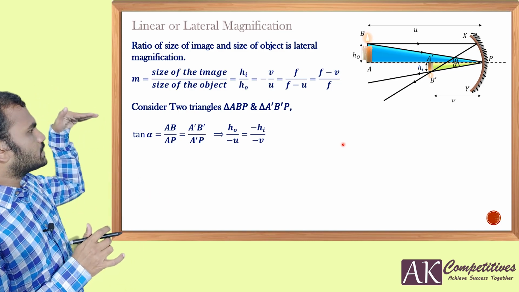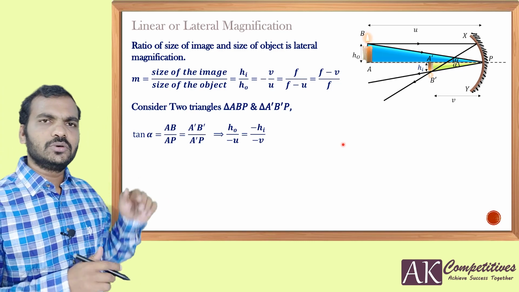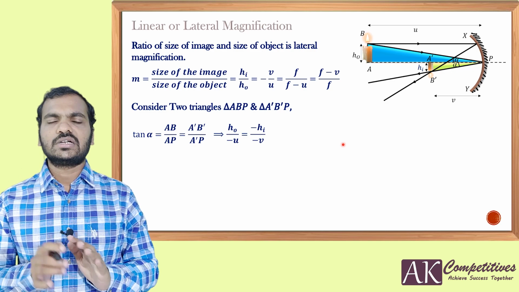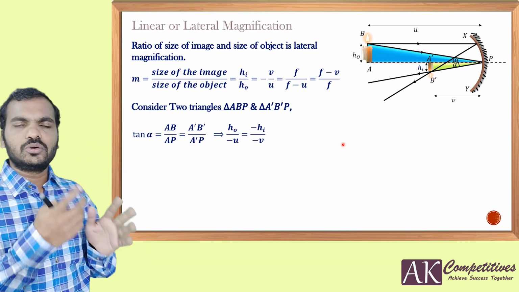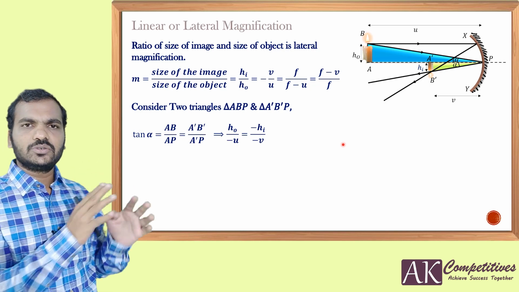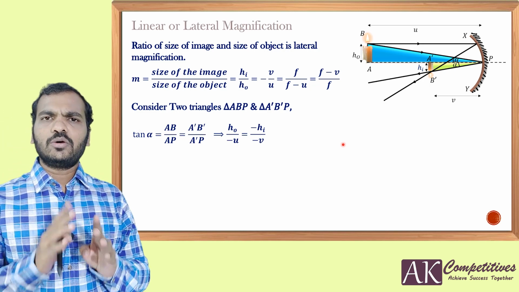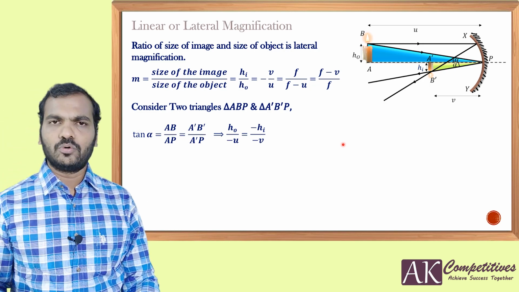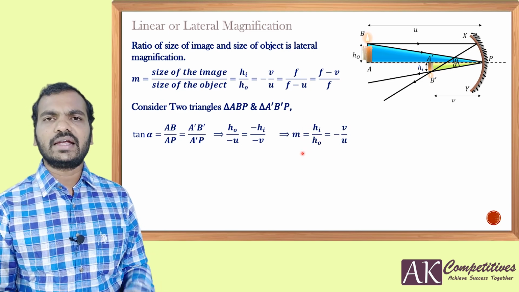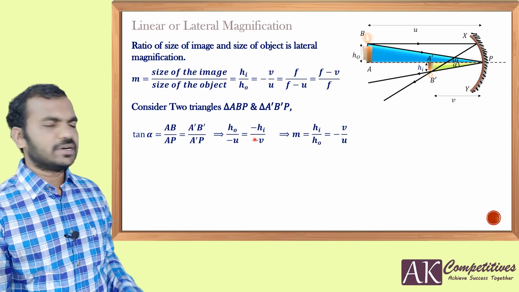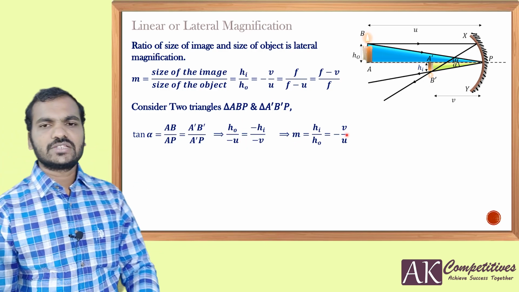Above the principal axis, heights measured are going to be positive. Below the principal axis, heights measured are going to be negative. And obviously, in the direction of the incident ray, you are going to take positive; in the opposite direction, you are going to take negative. All the distances are measured from the pole. Let us see the continuation. Height of the image by height of the object, if you write from this particular equation, you are going to get -v/u.